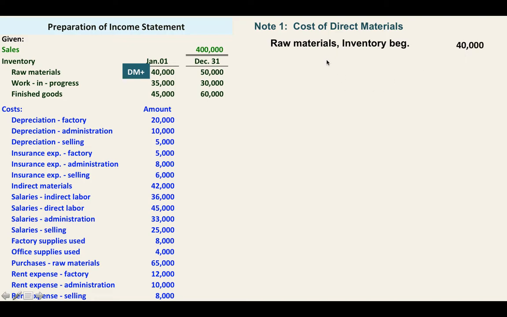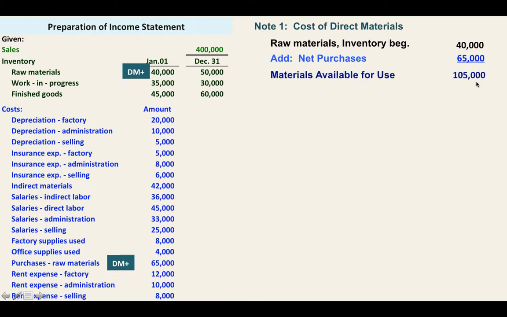And then we have to add net purchases of raw materials. So we have to look at the cost. Okay, here we have to look at all the cost. Here we have depreciation, insurance, indirect materials, salaries, factory supplies, office supplies. Here there is purchases of raw materials. So we will add this to the raw materials beginning. So in this problem, we will have materials available for use of 105,000.